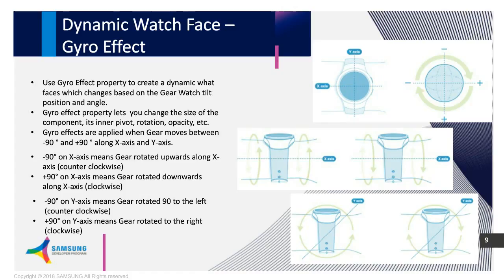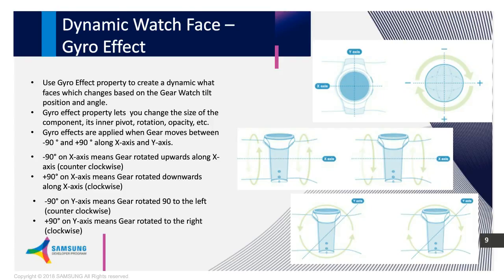Let's go to the next slide. Let's go to dynamic watch face. So this has been one of the frequently asked features. I think many of the designers are really excited to use this feature called the Gyro Effect. So the latest version of the tool 1.5.2 has added more functionality and more features, and it gives you more flexibility to make use of the gyro functionality on the gear device.